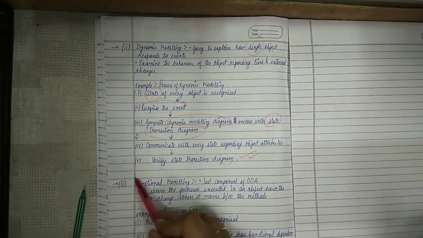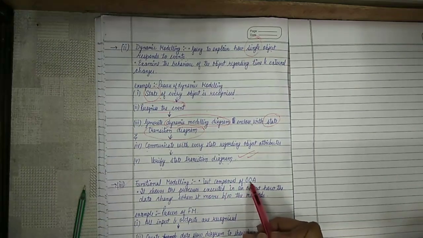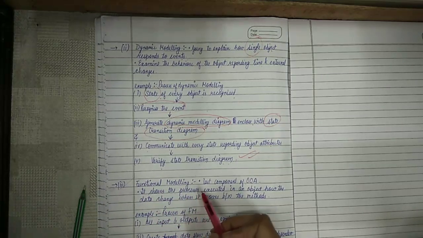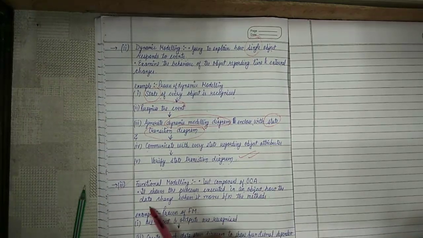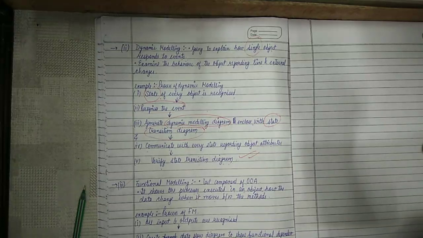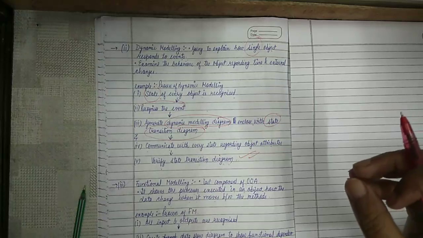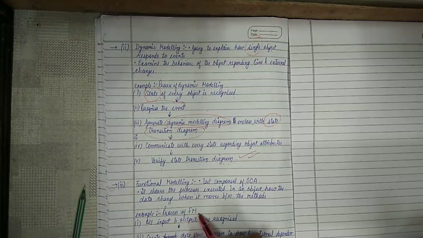And the third modeling is functional modeling, and it is the last component of object-oriented analysis. It shows the processes executed in an object, how the data changes when it moves between the methods. It will tell you about the functions, the methods, how the data is moving, how the data is changing between the different objects and between the different methods. Now it comes to the example, the process of functional modeling.